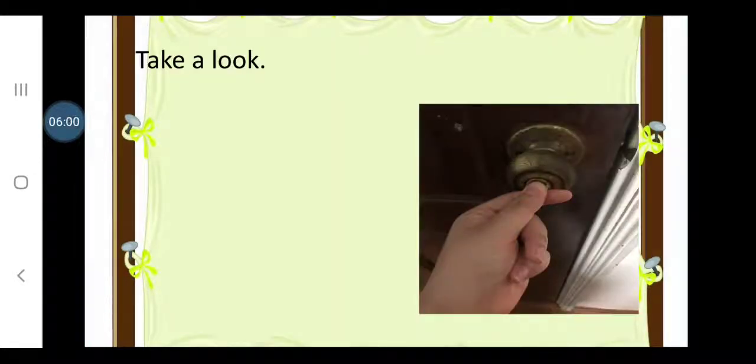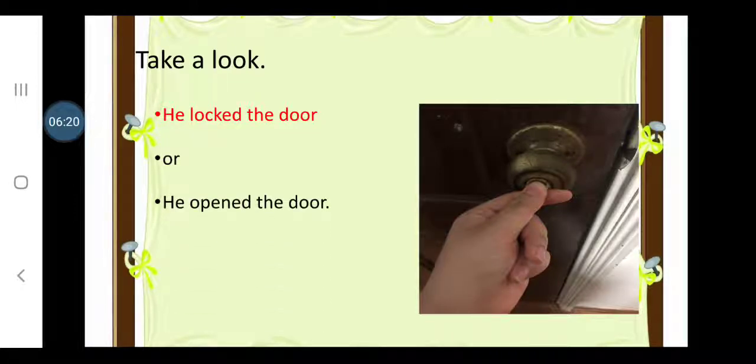Let's take a look at this. What is the picture you see here? Take a look. He locked the door. Or he opened the door. You need to express it in the past.